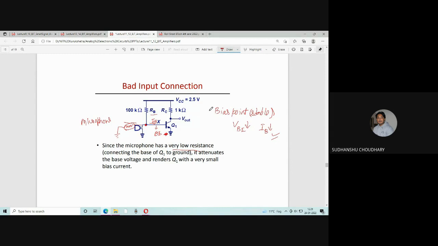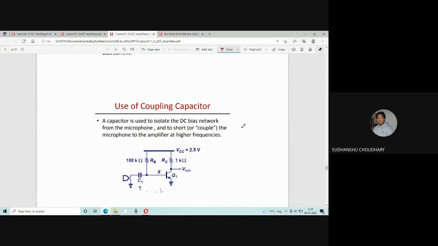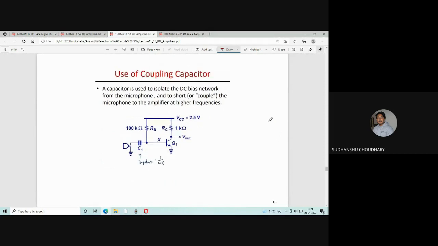That means the bias point is not stable now. That is, collector current will also be small. So this is actually the problem here. Now, how to overcome this problem? To overcome this problem, one should couple the microphone output via a capacitor. So one should couple the microphone output via this capacitor.